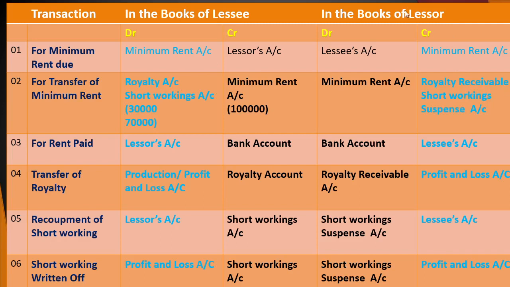Because the royalty amount is receivable by the lessor and payable by the lessee. And again, short workings account debit, so this should get credited here. Short workings suspense account. In the case of the lessee it is called short workings account, but here it's called short workings suspense account. It's going to be a suspense because in future we are going to adjust the short working, so he may have to sacrifice this amount.